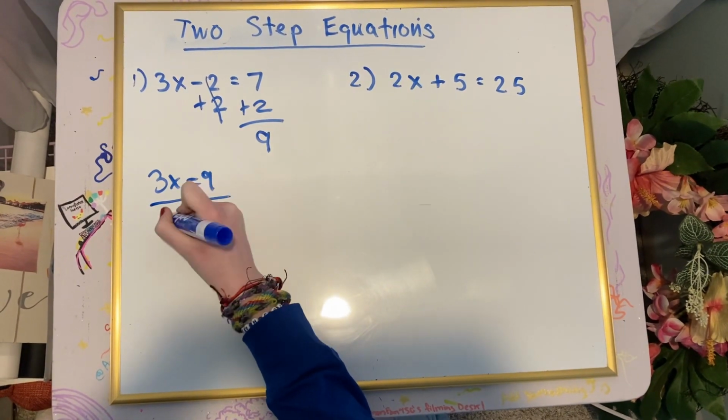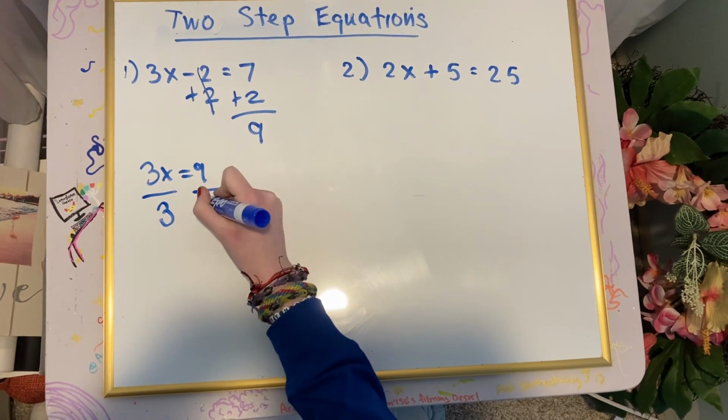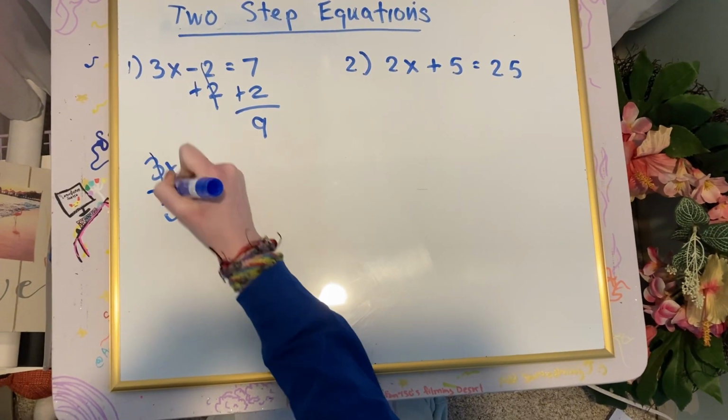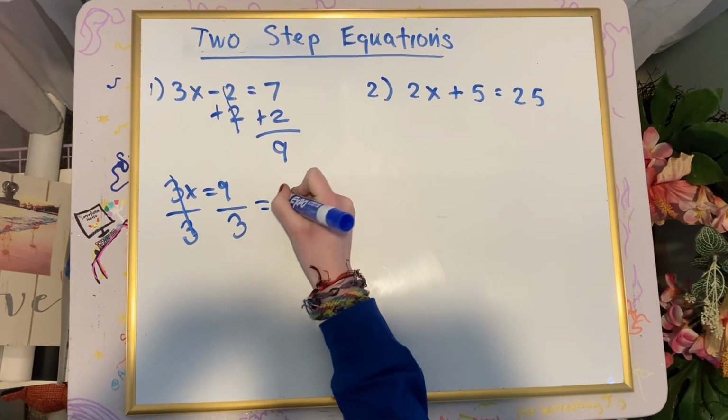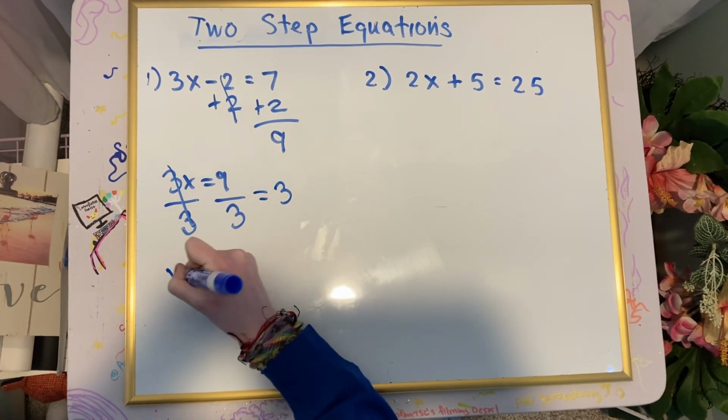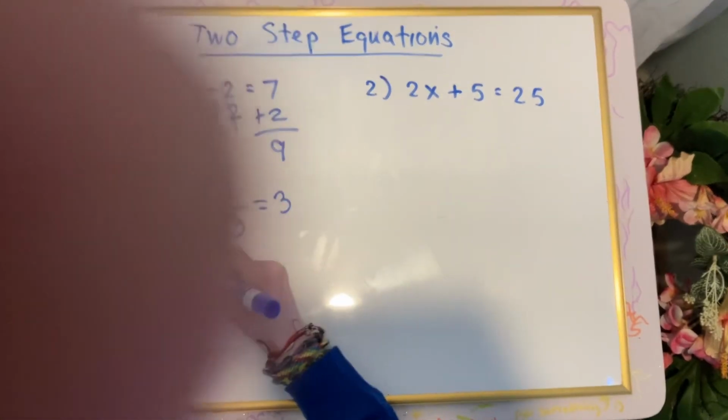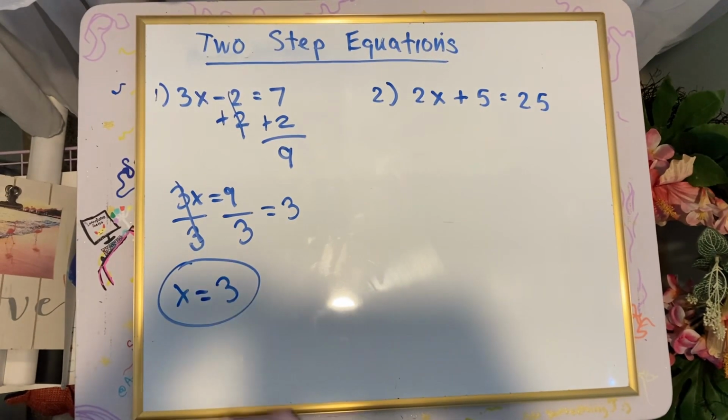You have to divide both sides by 3 to cancel out the 3. Now 9 divided by 3 is 3. So the answer is x equals 3.